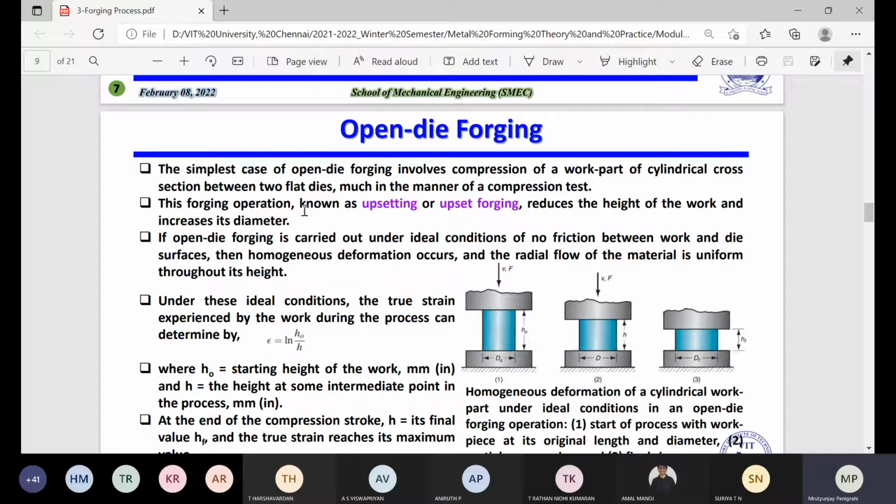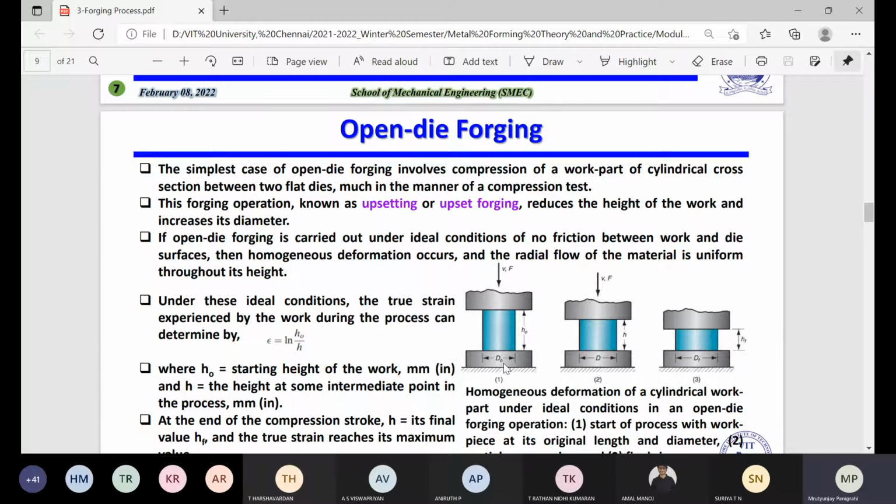The simplest case of open die forging involves the compression of a work part of cylindrical cross section between two flat dies, much in the manner of a compression test. If you see the schematic diagram, I gave the schematic diagram of open die forging last time. If you have a sample in between, the height is, let's say, h0, the bottom die is stationary or fixed, the upper die is moving, and you apply a force with a certain velocity. The diameter of this sample or billet is d0.